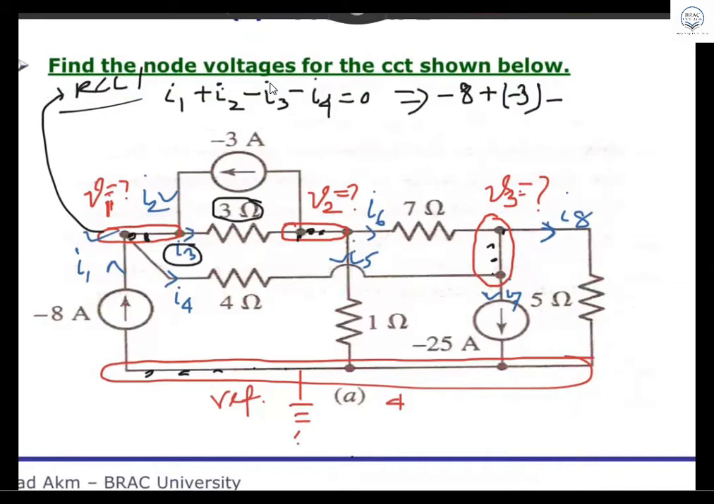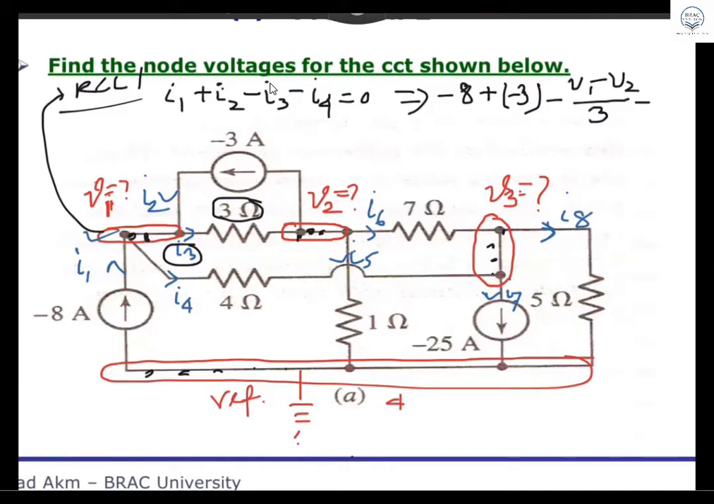Current is I3. What is the voltage across the 3 ohm resistor? Anybody can tell me? Sir, V1 minus V2. Beautiful. Excellent. This is V1 minus V2 divided by 3, because this is the 3 ohm resistor. Good.